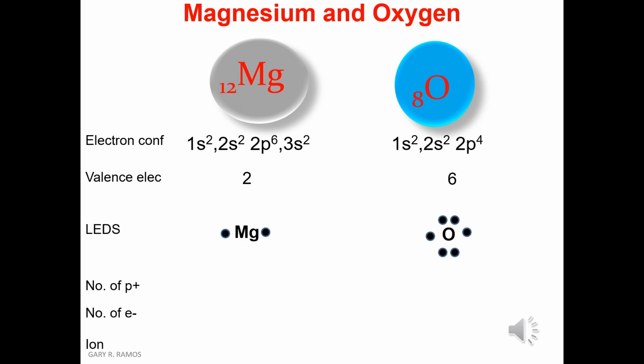So let us now draw the Lewis electron dot structure of both magnesium and oxygen. The magnesium has 2 valence electrons, thus we're going to add 2 dots around the chemical symbol of magnesium. And since oxygen has 6 valence electrons, we're going to add 6 dots around the chemical symbol of oxygen.